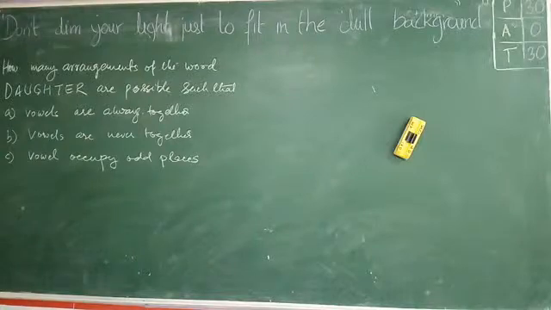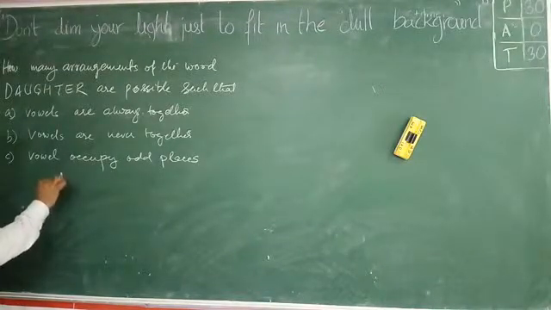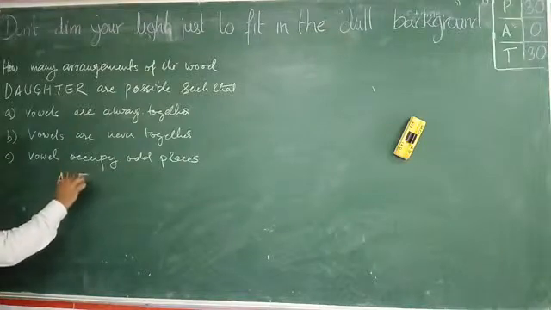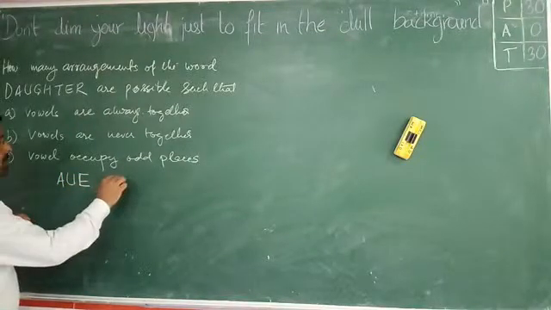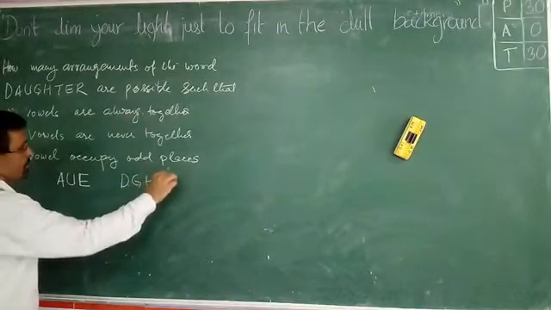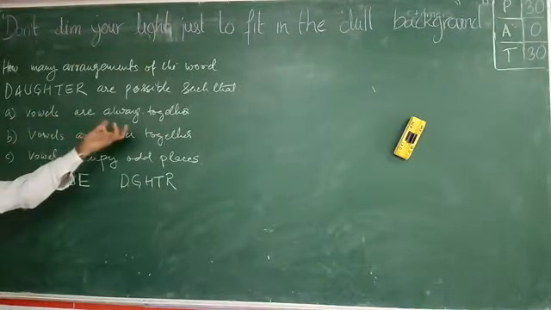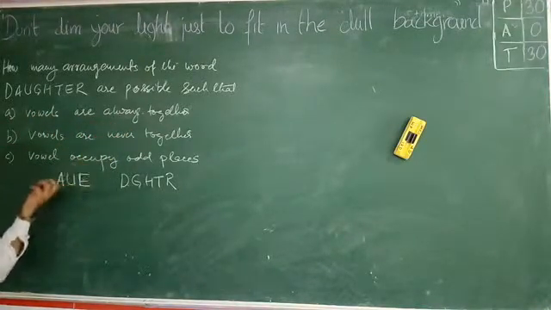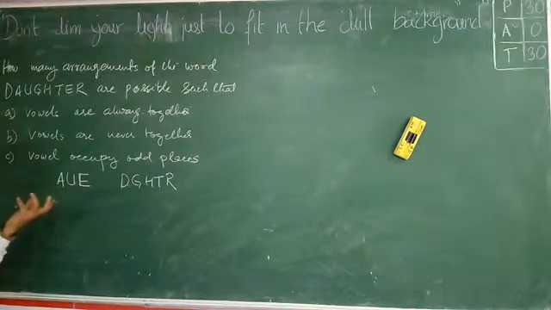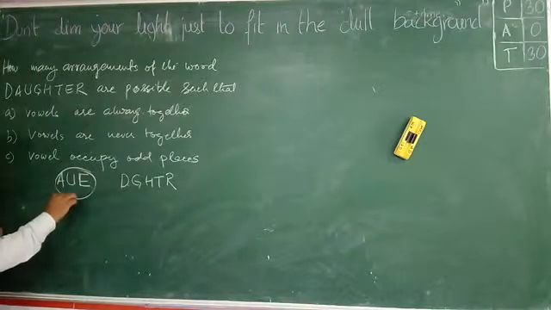Since we want the vowels together, we will first of all segregate the vowels from the consonants. The vowels used in the word DAUGHTER are A, U, and E, and the remaining letters are D, G, H, T, R. Since we want all the vowels to be together, we will keep them together in a box, or tie them together and represent them by a single letter, X.